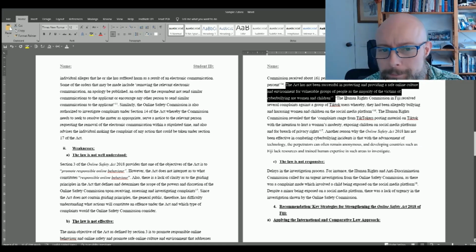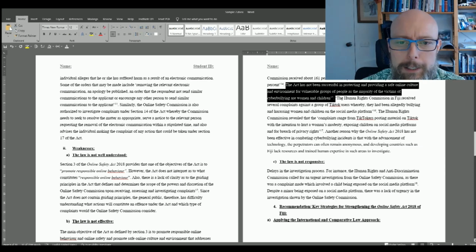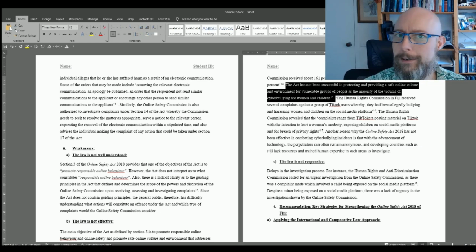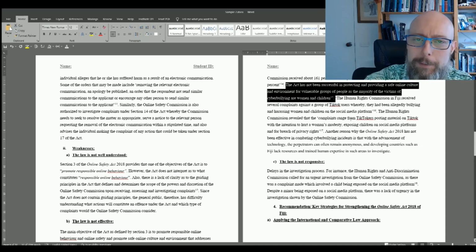Right? How could it have been effective? I mean, clearly it's been effective. There's been 161% reports. Clearly, this is providing an effective mechanism for reporting online bullying, right? What's it supposed to do? You have an act and then suddenly people stop bullying each other? I don't think so. Perhaps it's not effective because nothing's been enforced, right?